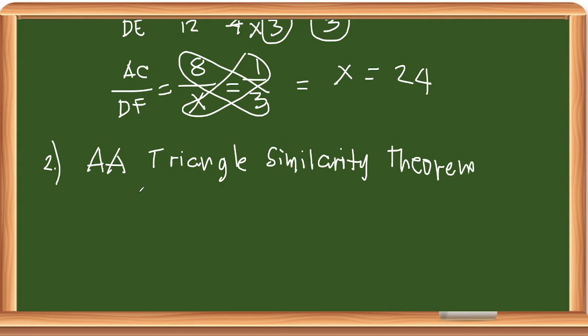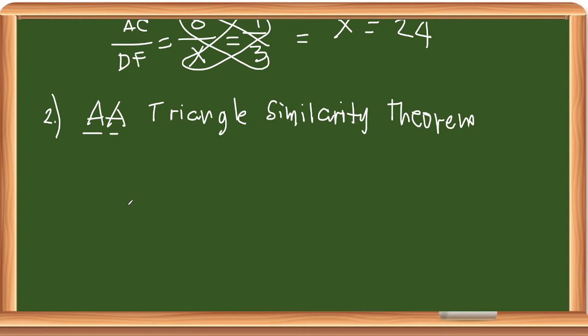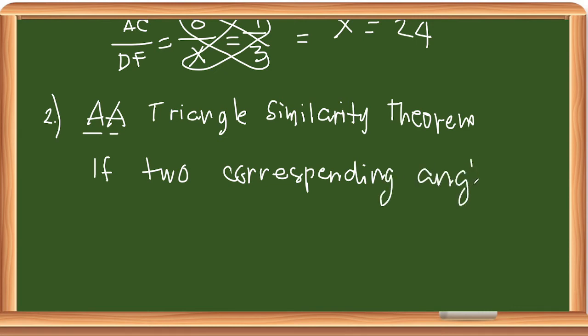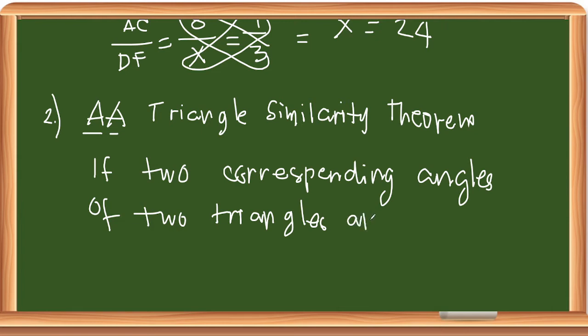Okay? Ngayon, obviously it says here two angles. So that means if two corresponding angles of two triangles are equal, are congruent, equal or congruent, parehas lang yun, they have the same measurement, then the two triangles are similar. So, you see, kahit dalawang angles lang ang given, pareho silang equal sa dalawang triangle. Then, we can say that the two triangles are similar.